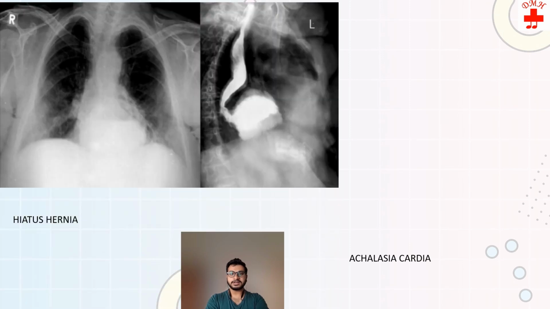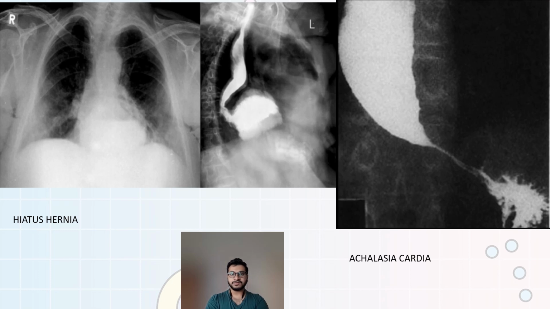Hiatus hernia, it occurs when the upper part of the stomach is pushed up into the chest through a small opening in the diaphragm, and this diaphragm usually is the borderline between chest and abdomen. As you can see that the hiatus hernia has occupied this retrocardiac space, and you can see an air fluid level behind the heart. So it is most commonly attributed to a hiatus hernia.